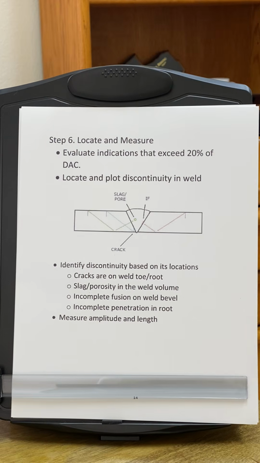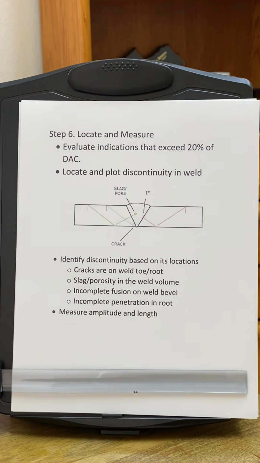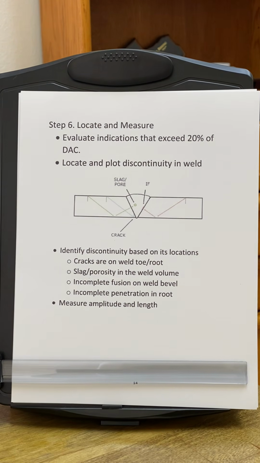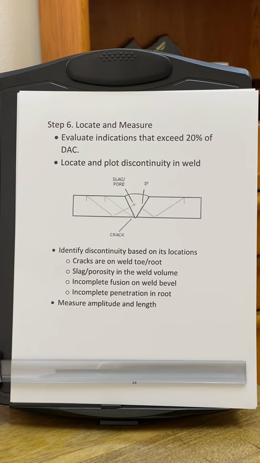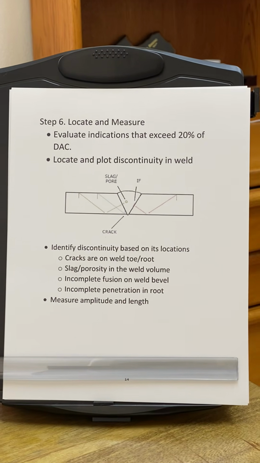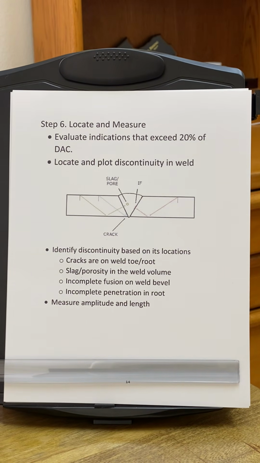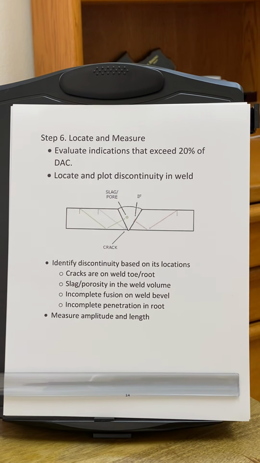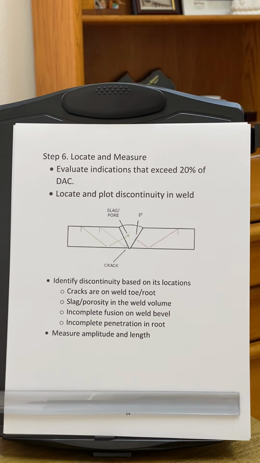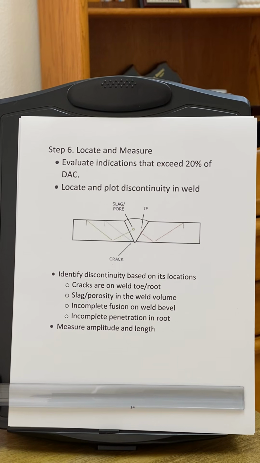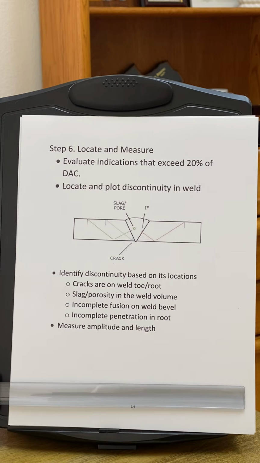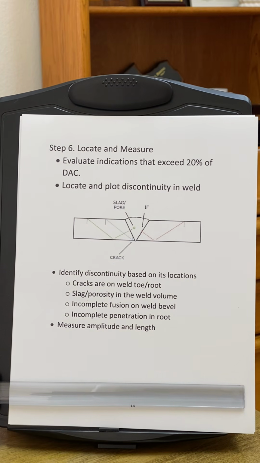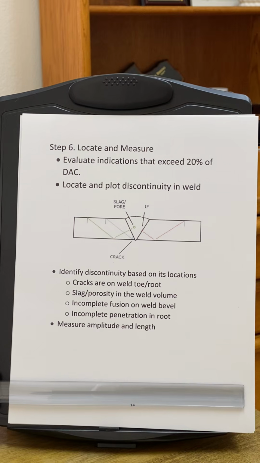Once we have performed the scan, we will start seeing some indications, and then after we see the indication on the screen, we have to actually locate them in the weld. And the same thing, the location is done using the RA and the DA. And after that, we have to characterize the indication. Characterization means we have to find out whether the indication is slag, porosity, lack of fusion, incomplete penetration, or a crack.